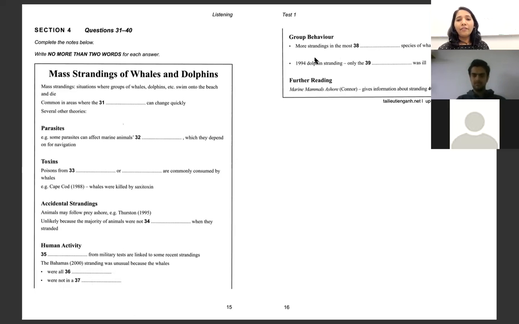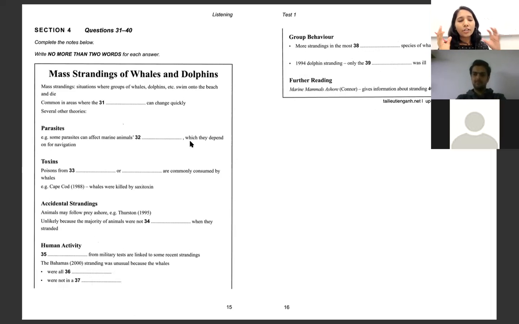And then group behavior, most strandings in the most dash species of whales. The name of a species may be 1994 dolphin stranding, only the dash was ill. So here you will come across a lot of terms that you have no clue what they stand for. For example, stranding, you have no idea what it means. Dolphin stranding or whale stranding, we have no idea what it means.